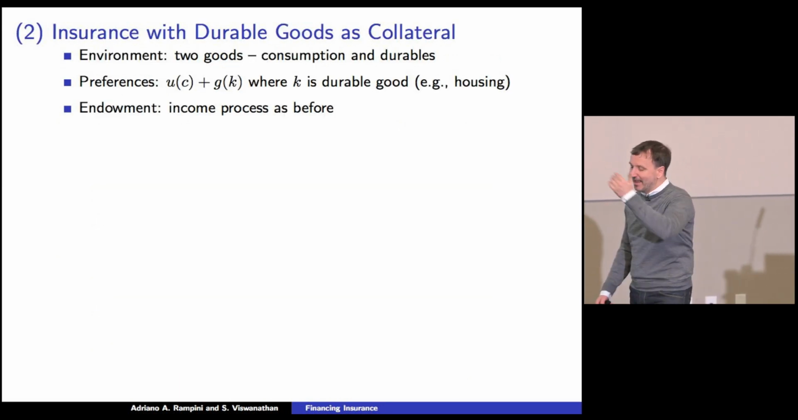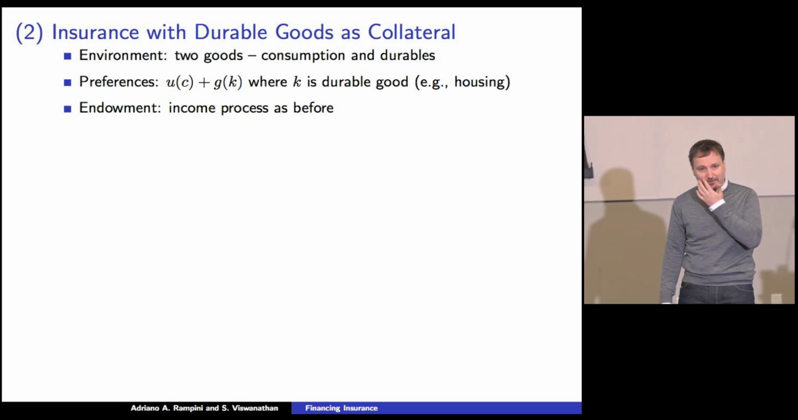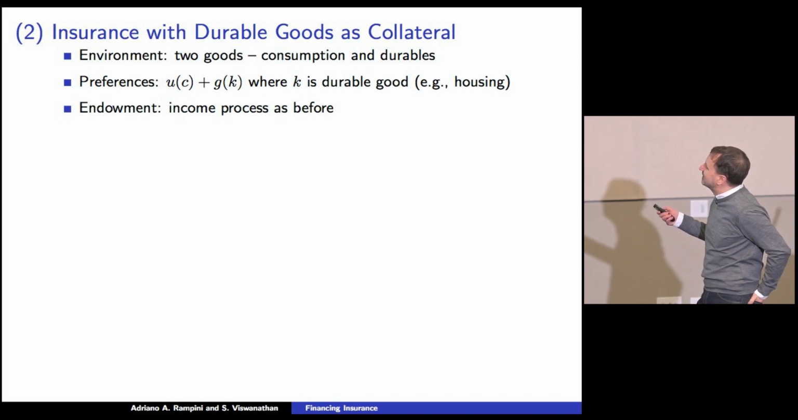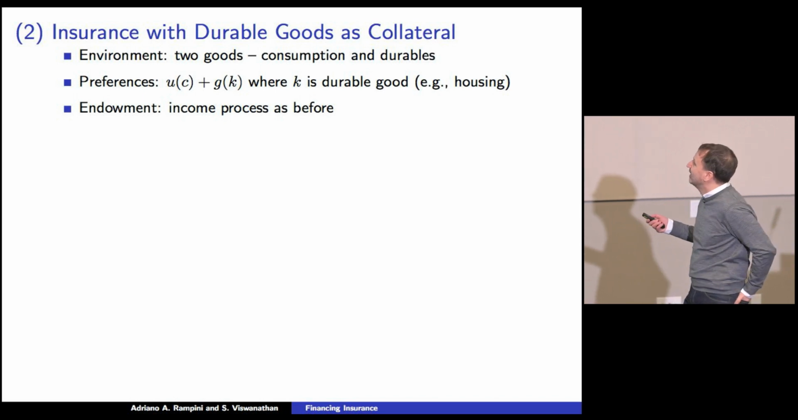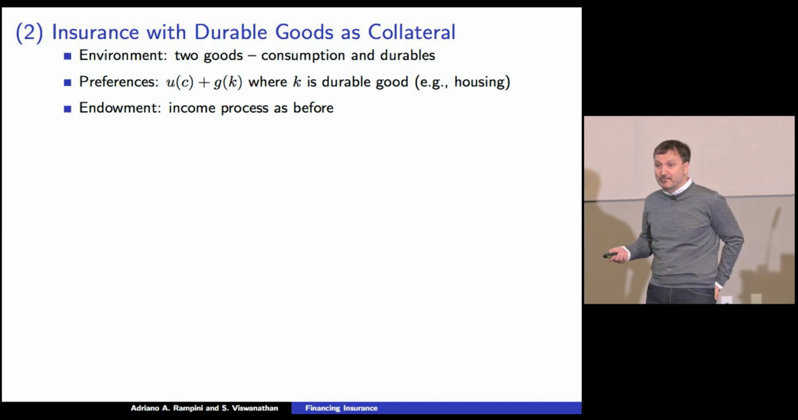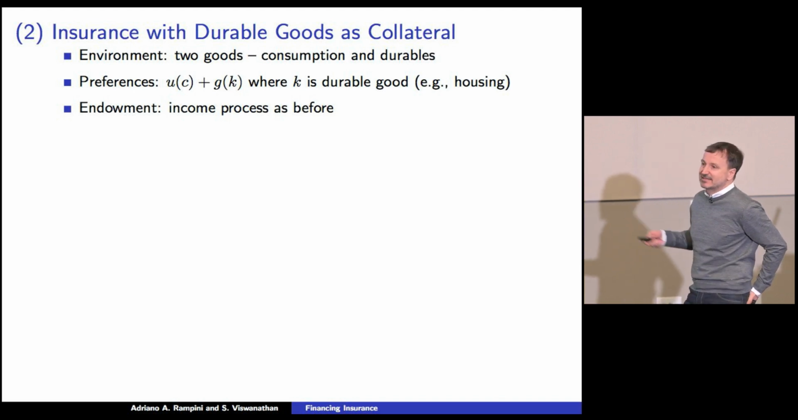So now to make the step towards closing it in general equilibrium, let's add collateral. How am I going to add collateral? I'm going to change the environment a little bit. So there's still the consumption good, but there's also durables. Durables enter separately in the preferences. So I have utility from consumption and utility from the service flow of the durable good. Durables can be built at the cost 1. Income process exactly as before.